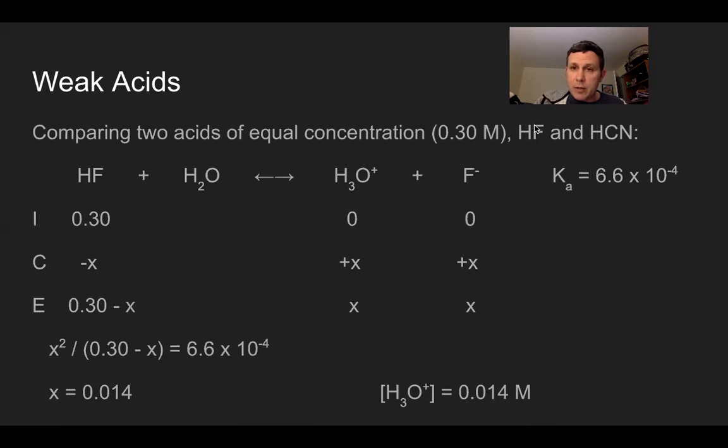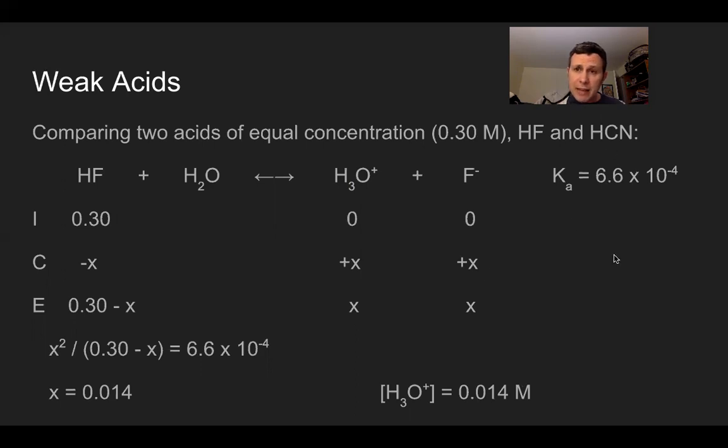And so compare that to if HF were a strong acid. If it were a strong acid, it would all break apart, and H3O plus would be 0.3. But because it's weak, it ends up only breaking down to 0.014, which is about 3%. So again, it's very weak compared to what it could be if it fully broke apart.